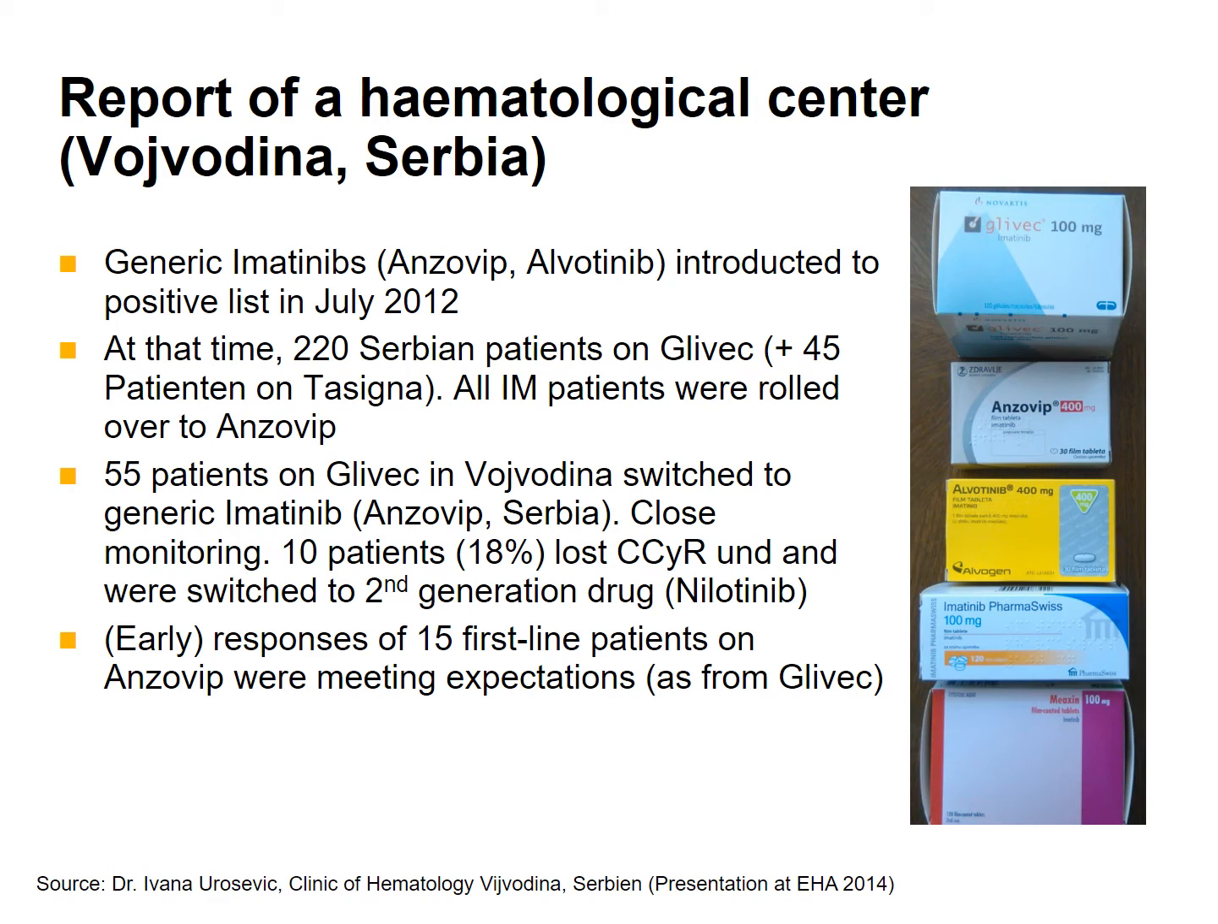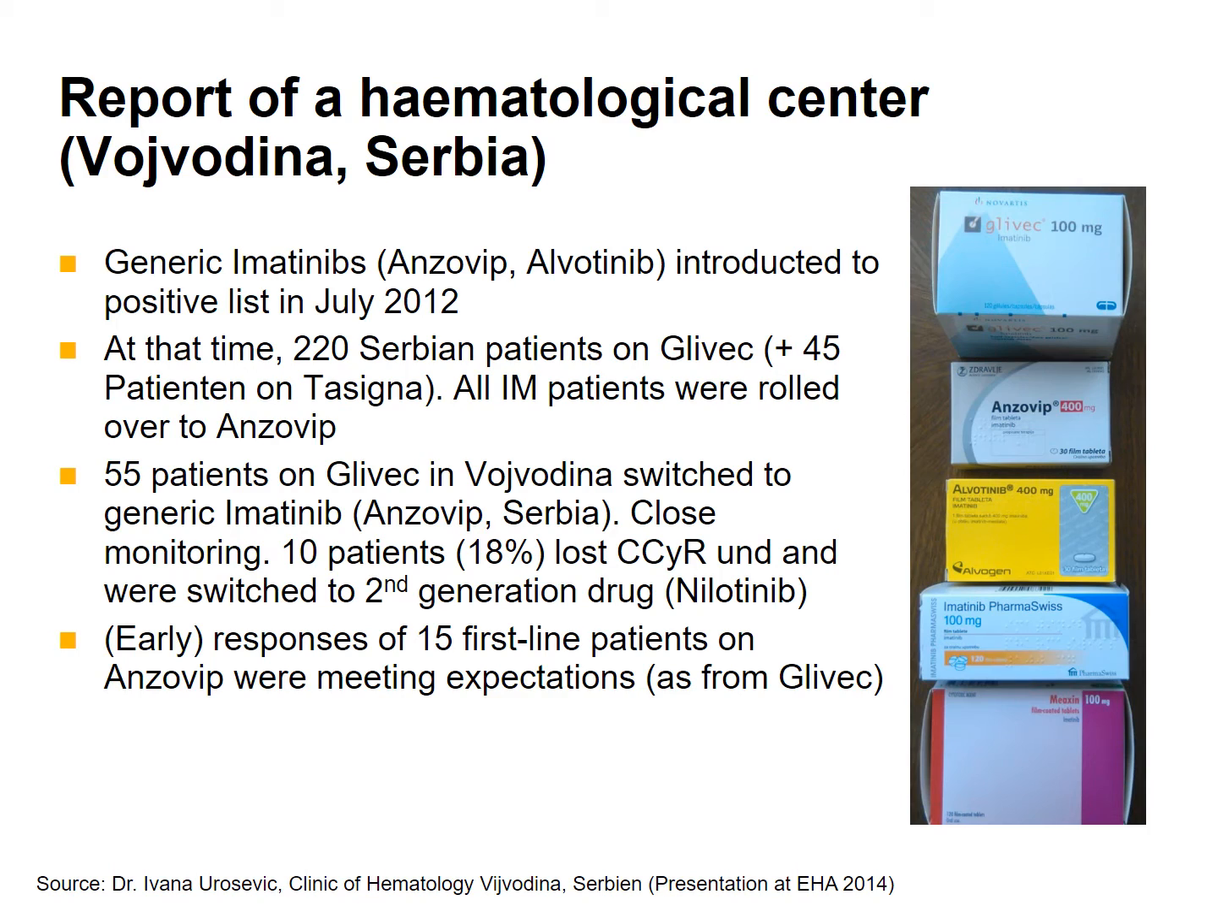Also in 2014 at EHA, there was a report from a single hematological center in Serbia, because in Serbia patients were rolled over from the original Gleevec to Ansovib, as Ansovib was listed on the positive list of reimbursed drugs in July 2012. At that time, 220 Serbian patients were on Gleevec, plus 45 patients on Tasigna.